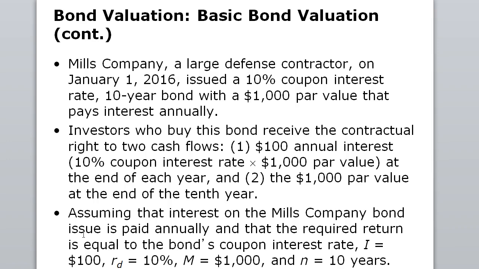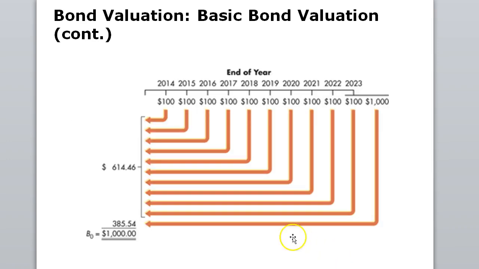The rate of return equals the bond's coupon interest rate, so the interest payment is $100, which is 10%. The par value is $1,000, and N is 10 years. So if we discount each of the cash flows plus the return of the par value at 10%, this is the cash flows we're receiving in interest, the present value of the bond is going to equal $1,000. So this is if the valuation and the interest rate are both equal at 10%.